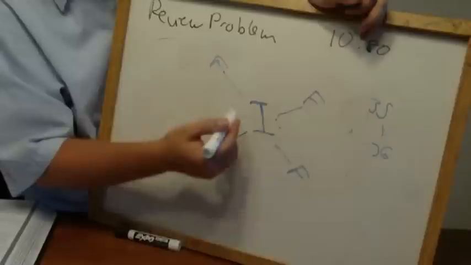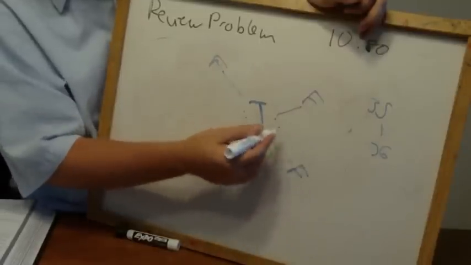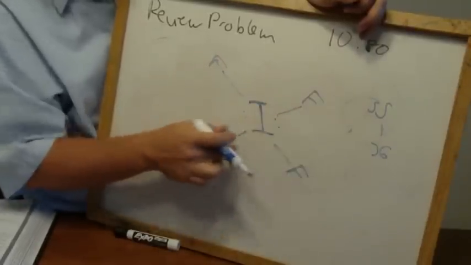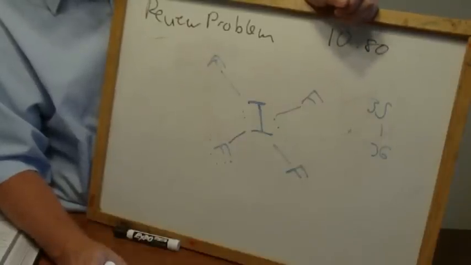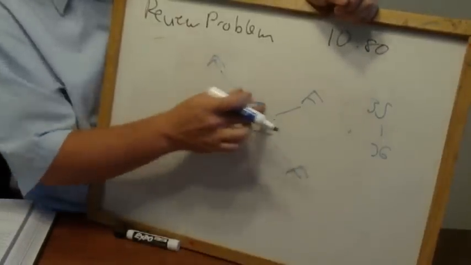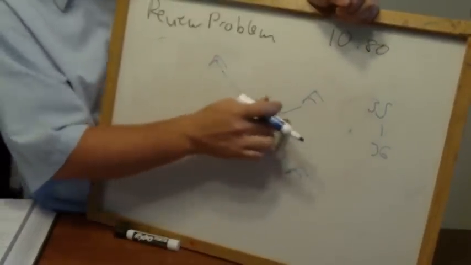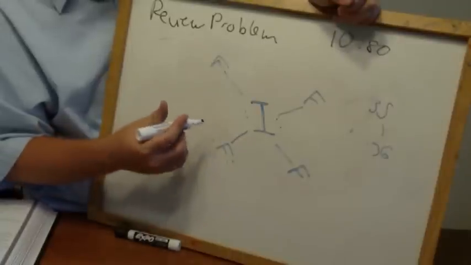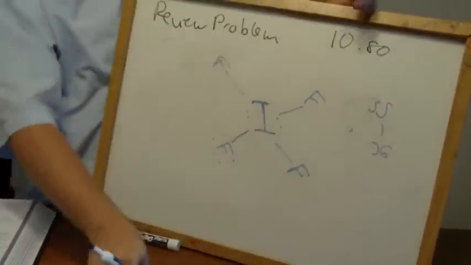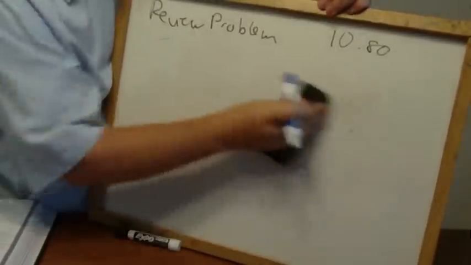We have six regions of electron density, four bonds and two non-bonding. So every spot is going to be taken up. So the two non-bonding pairs are going to be as far away from each other as they can. So this is going to be a square planar molecule. All right.